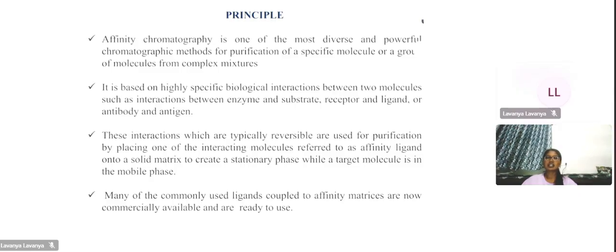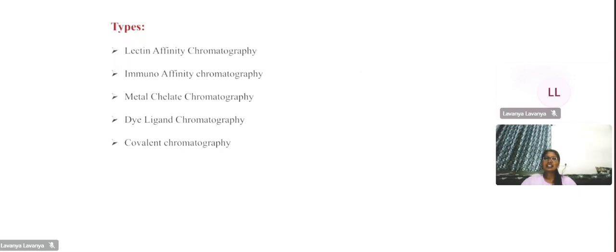Many of the commonly used ligands coupled to affinity matrices are now commercially available and ready to use. Then another principle is the separation of proteins or biomolecules by the reversible interaction between a protein or a group of proteins and a specific ligand coupled to a chromatographic matrix. So these are some types of affinity chromatography: lectin affinity chromatography, immuno affinity chromatography, metal chelate chromatography, dye ligand chromatography, then covalent chromatography.